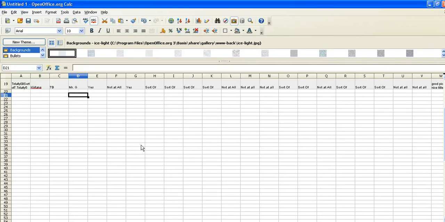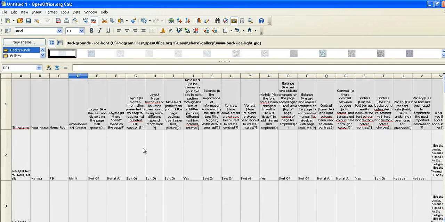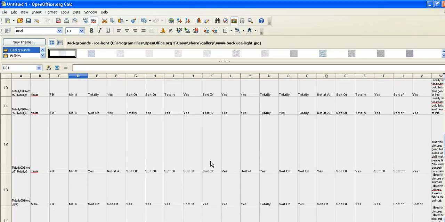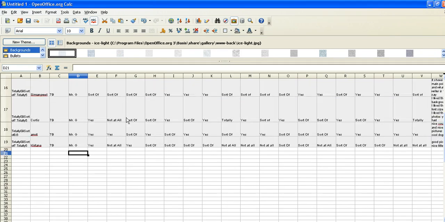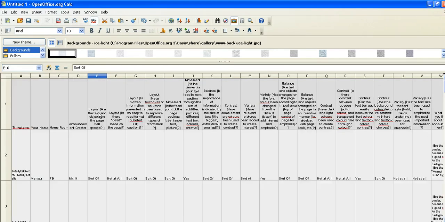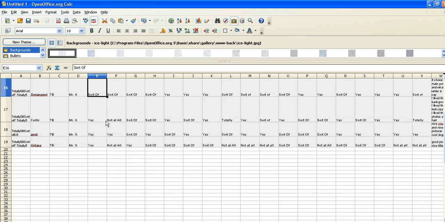Now that I have all of the information in my OpenOffice document, I have taken just my information and copied it out of the larger spreadsheet. I now want to use a formula to count up how many people said that I sort of laid out my objects in a well-spaced manner, and how many people said I did it or totally did it.